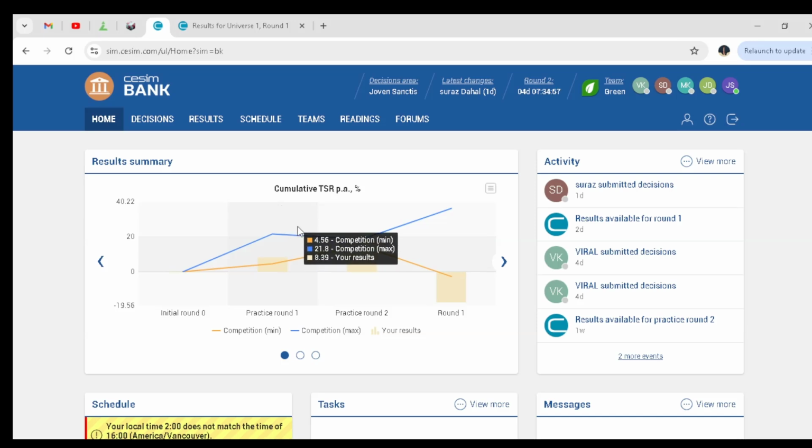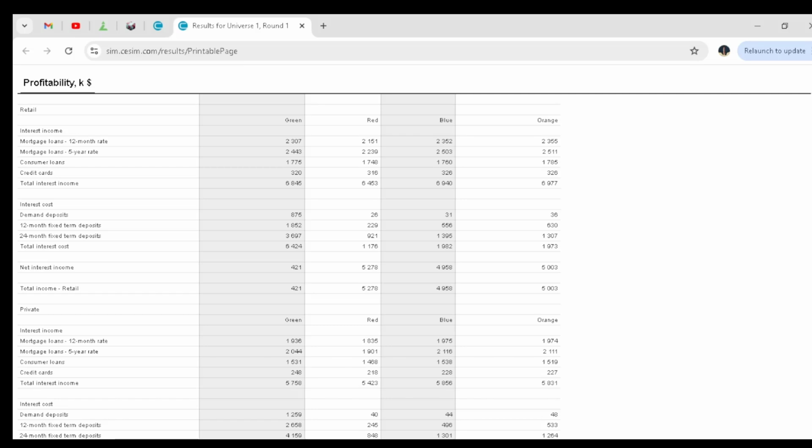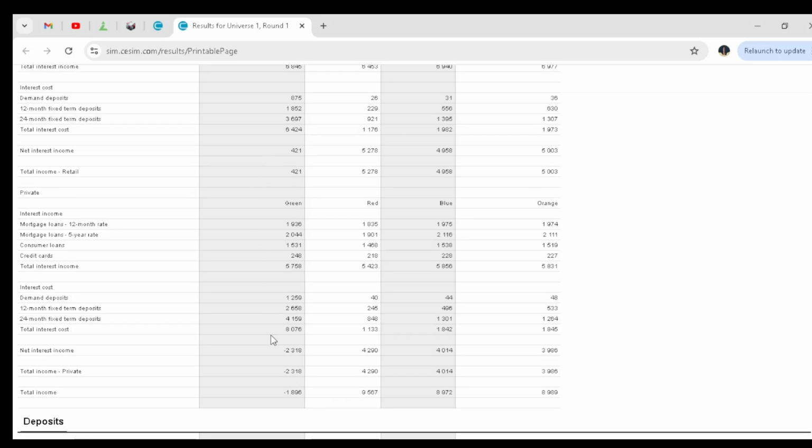First and foremost, you need to go through the report before we make any decisions for this Round 2. Under the report, we are team green, and you can see the results for round 1. Team green had a total income of negative 1,896. This means that we had a negative, and we are actually the lowest group in this simulation.